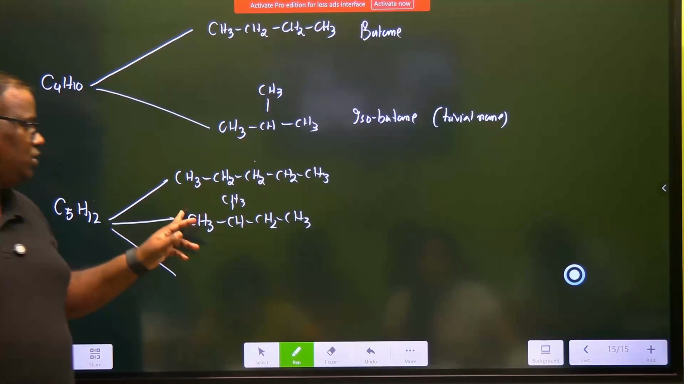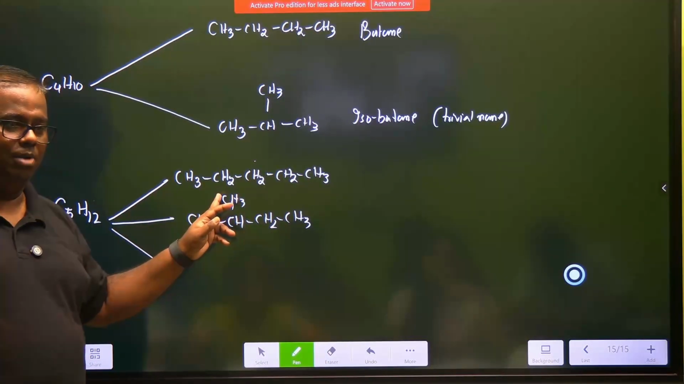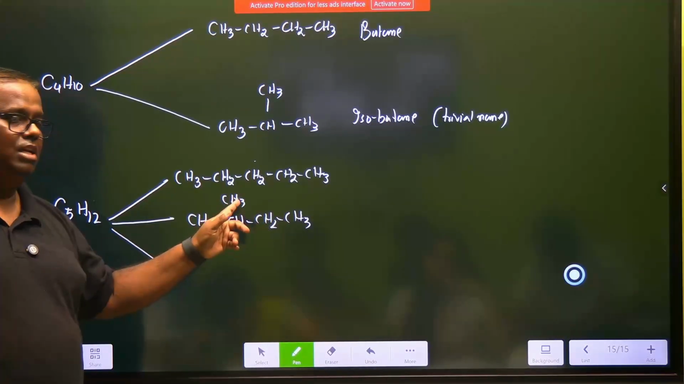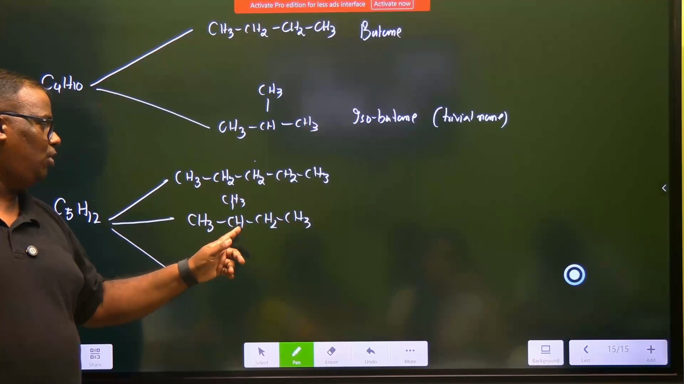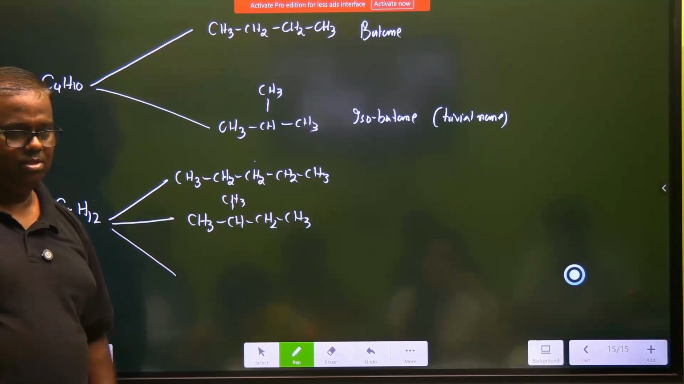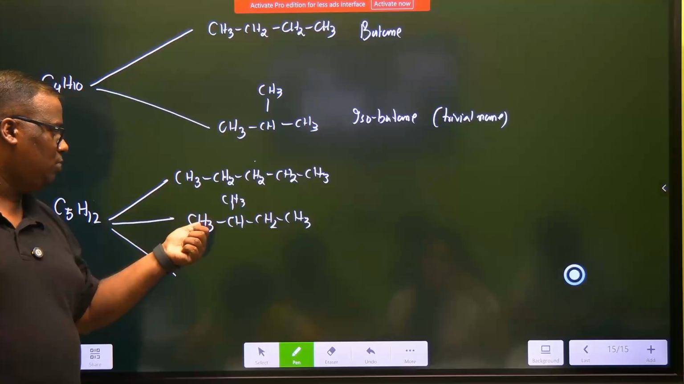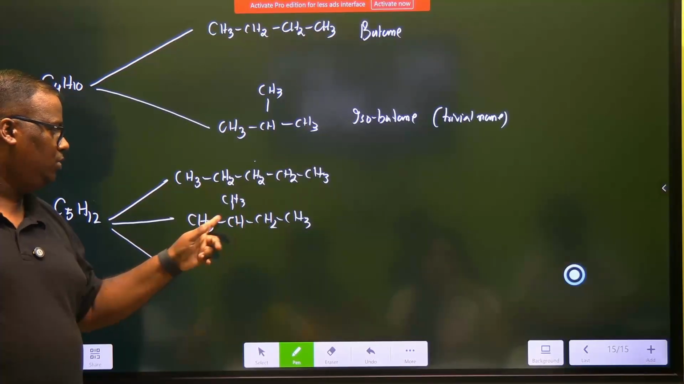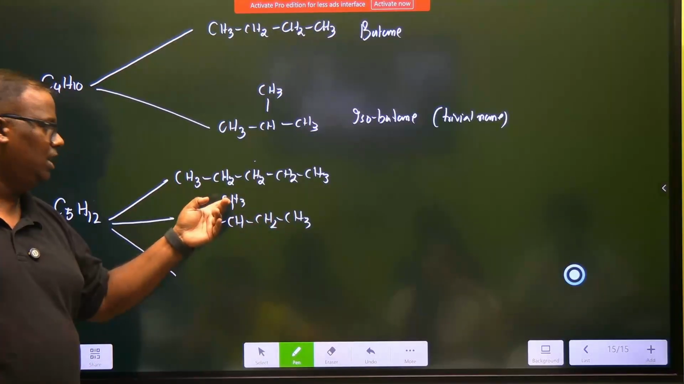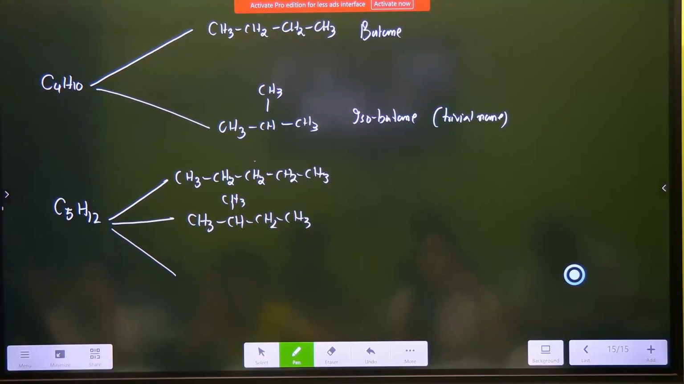But see this structure: 1, 2, 3, 4, 5 carbons. How many hydrogens? 3 plus 1, 4, plus 2, 6, 6 plus 3, 9, 12. Matched. Valency: 3 plus 1, 4. 1 valency with hydrogen, 3 with carbon. Satisfied. CH2 obviously satisfied. CH3 satisfied. CH3 is also satisfied. Clear?